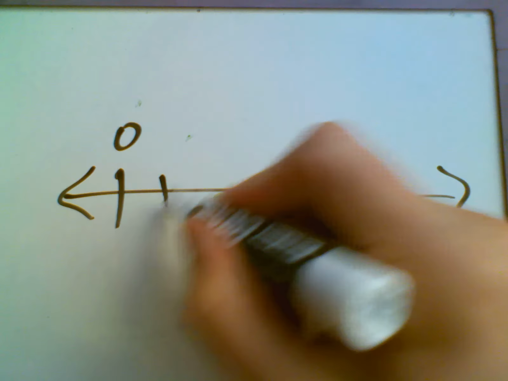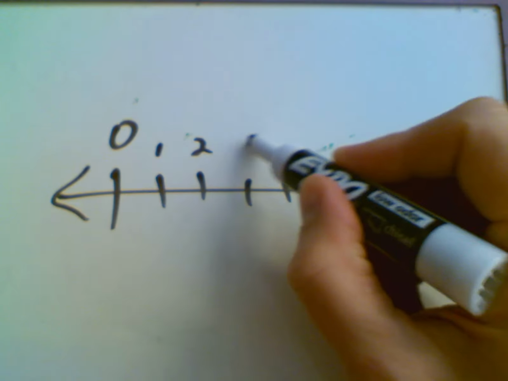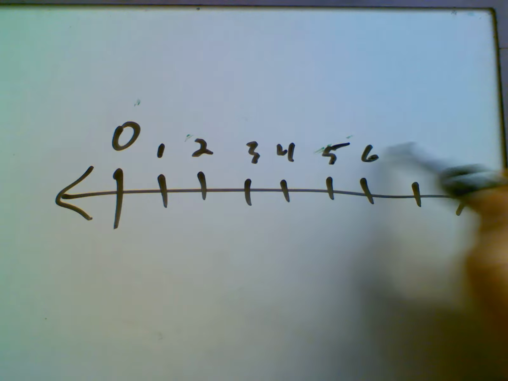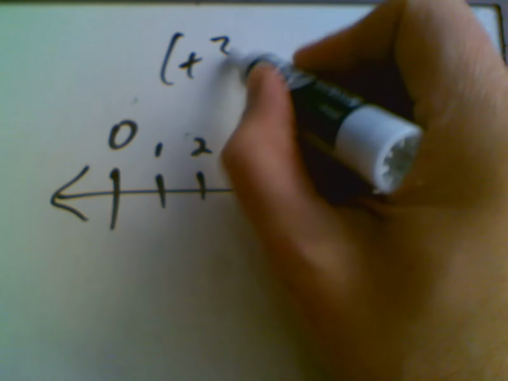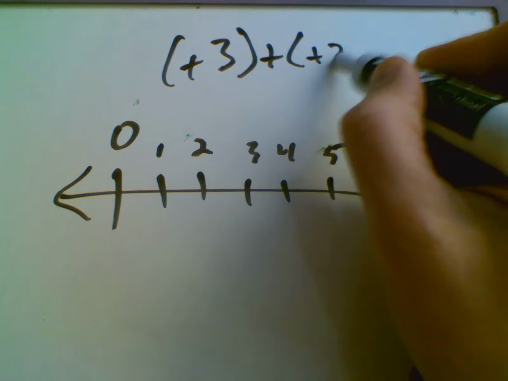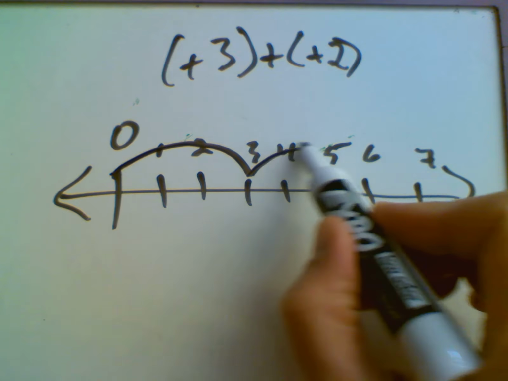Next up, it says use a number line to add. So this says 3 plus 2. So if I've got a number line, 1, 2, 3, 4, 5, 6, 7, and it was +3 plus +2, 3 and 2, so we go 3 and 2.